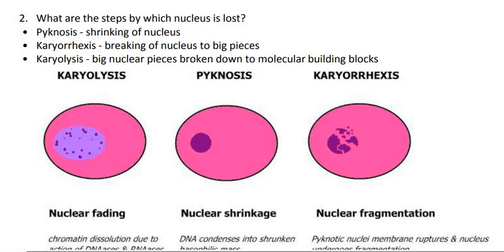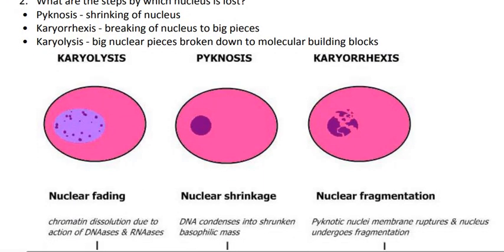Okay, the first step is pyknosis, when the nucleus shrinks. In this picture, DNA condenses into a shrunken basophilic mass. The second step is karyorrhexis, nuclear fragmentation: the nuclear membrane ruptures and the nucleus undergoes fragmentation. And the third picture is when the nucleus is fragmented or broken down into molecular building blocks.